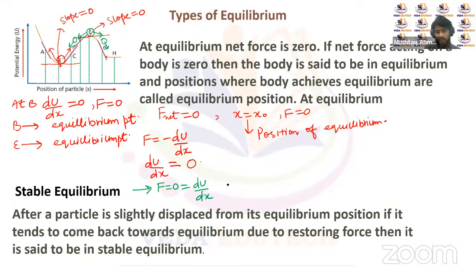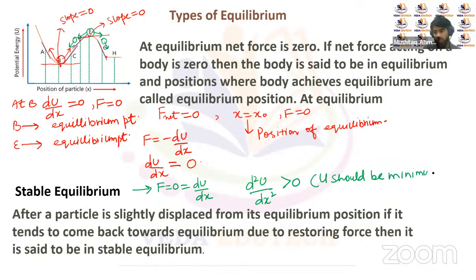Or we can say at stable equilibrium position, the potential energy of the particle at that position should be a minimum potential energy. Or we can say the double derivative of potential energy with respect to position, d square u upon dx square, should be greater than zero. Or we can say U should be minimum. So this is the condition for a stable equilibrium position, right?